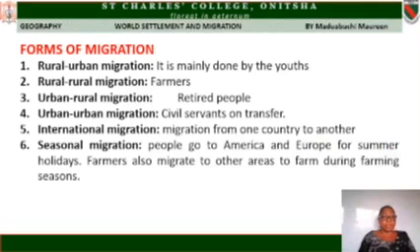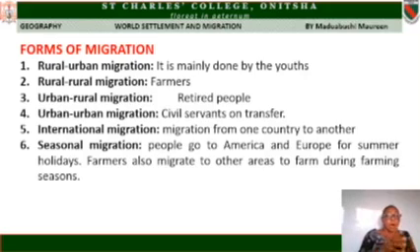Forms of migration. One, rural-urban migration. This is the major type of migration. It is mainly done by the youth. They migrate from rural areas to the urban areas to look for employment or to enjoy social amenities. Two, rural migration. That is migration from one rural area to another rural area. This is mainly done by farmers. Farmers migrate from one rural area to another rural area to farm.